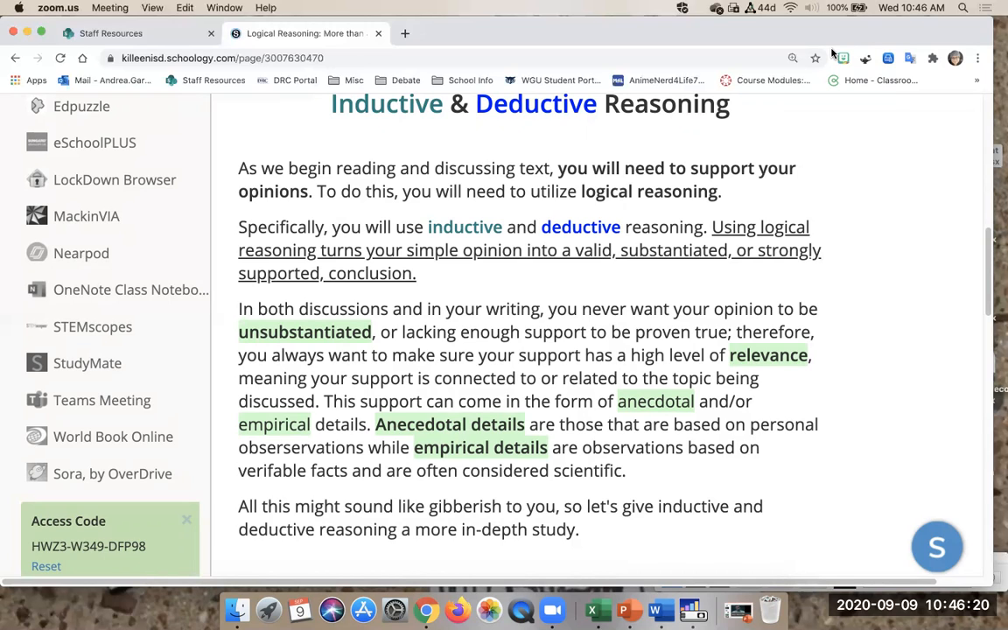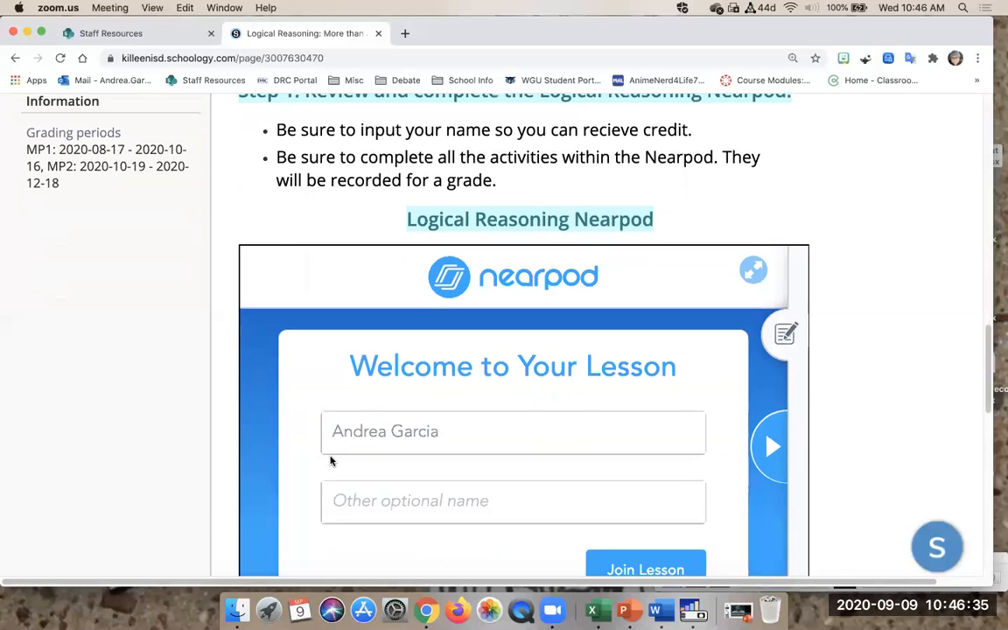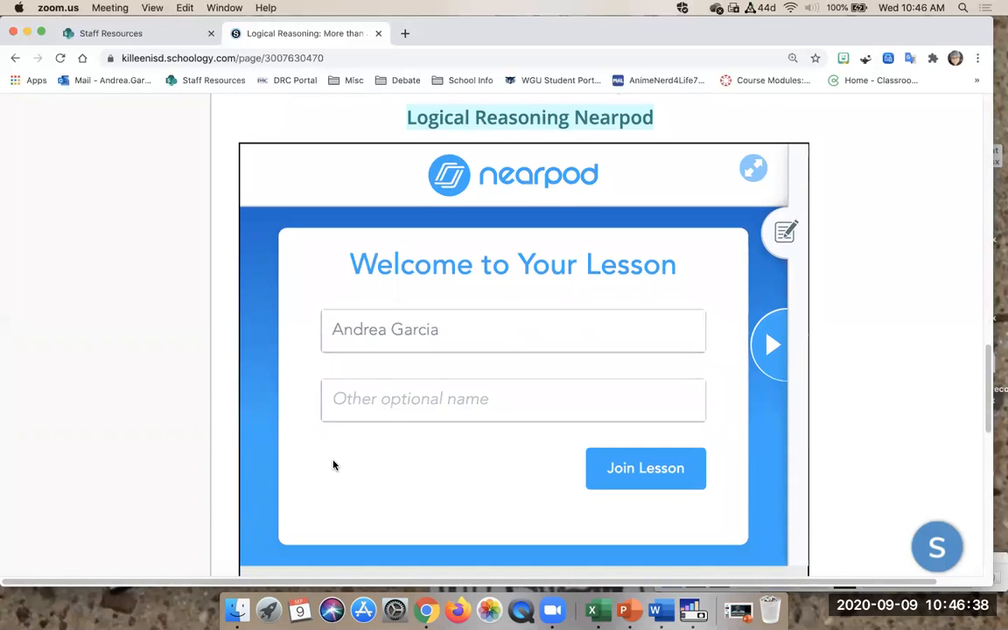Okay, so we're going to go more into that. All of this might seem like gibberish, so I want to do a more in-depth study on it so that you have a stronger understanding, because you cannot use these reasonings if you do not understand them. So that's going to come in the form of a Nearpod that I'm going to walk you through. However, there are activities in this Nearpod that need to be completed. So on your own, you're going to go back through it. You're going to put your first and last name, join the lesson, and go through the activities so that I can give you a grade. This needs to be done by Friday by 11:59 p.m. Any questions on that? All right.